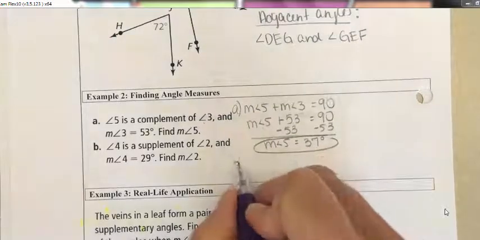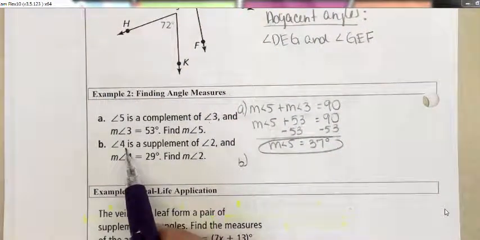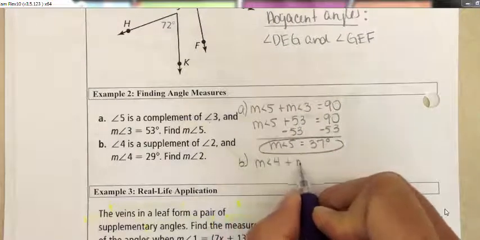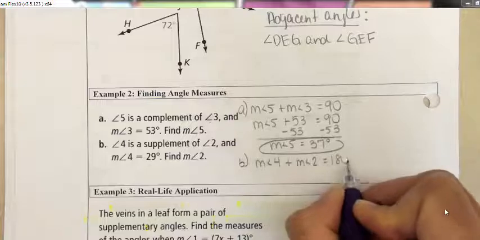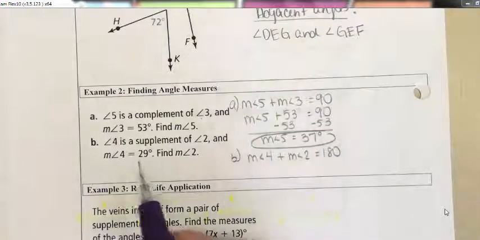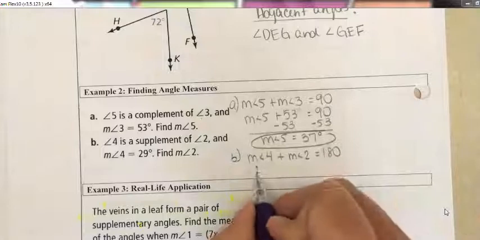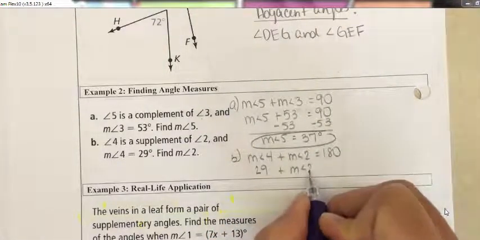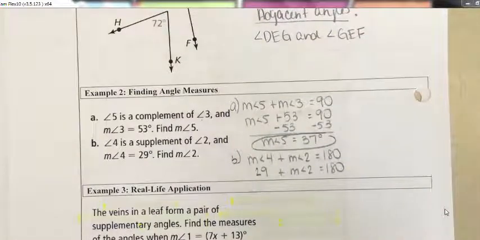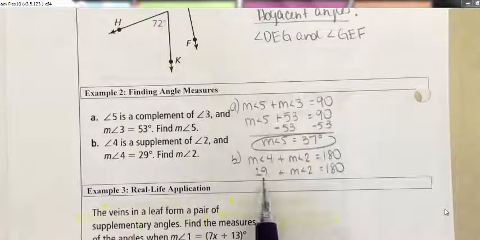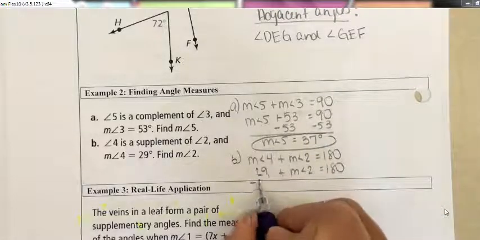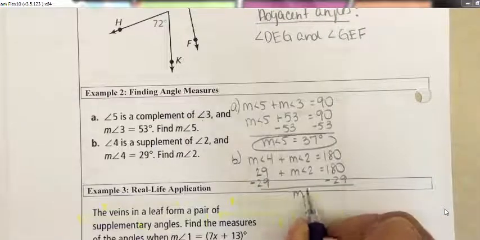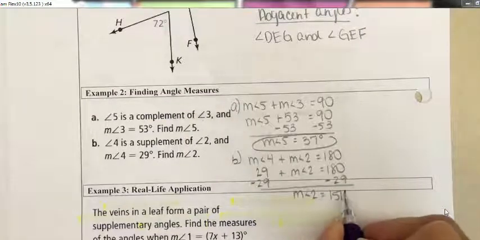Okay, so for B, now we know that angle 4 is a supplement of angle 2. So that tells me that the measure of angle 4 plus the measure of angle 2 is equal to 180 degrees. Well, I know measure of angle 4, that's going to be 29 degrees. I don't know the measure of angle 2. And together they add up to 180. So just solve for measure of angle 2, or in other words, 29 plus what gives you 180. So for me, I'll go ahead and solve the equation. And I'm going to get that the measure of angle 2 is equal to 151 degrees.